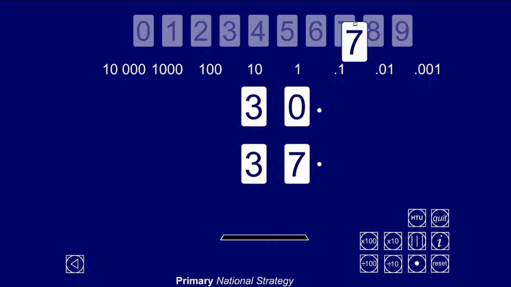So it can just be used as a place value resource. So often I will just use it for that purpose. We're not going to use that today. We're going to look at how it can be used for multiplying and dividing by 10.